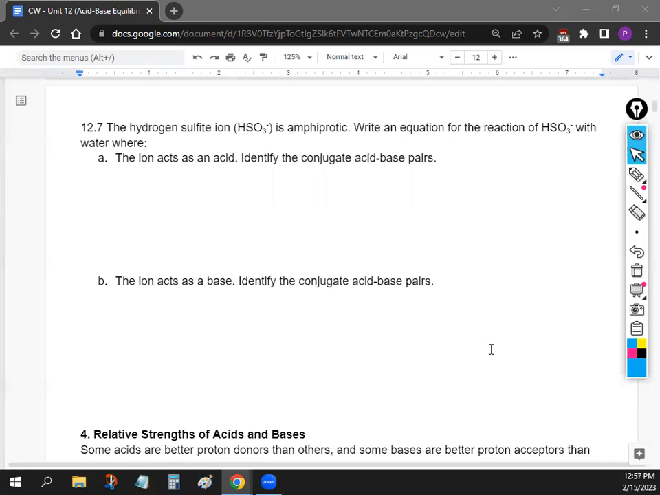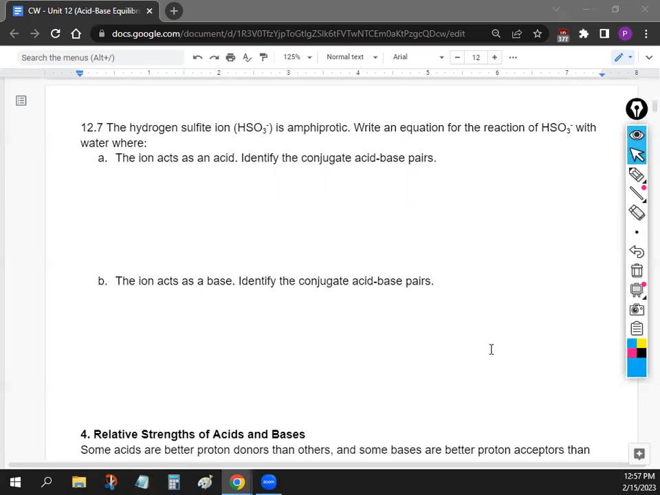So what I want you guys to do is write an equation for the reaction of this compound with water. In the first one, part A, I want you to write an equation where hydrogen sulfite is an acid. And for B, I want you to write it where it's a base. Okay, so see if you can write an equation.